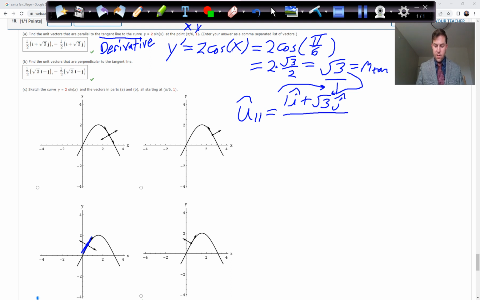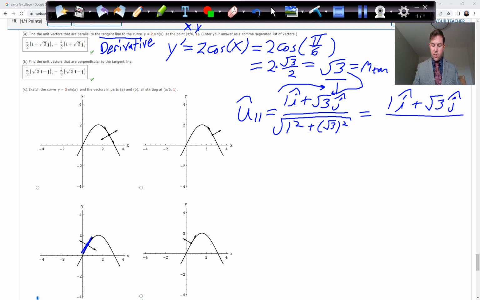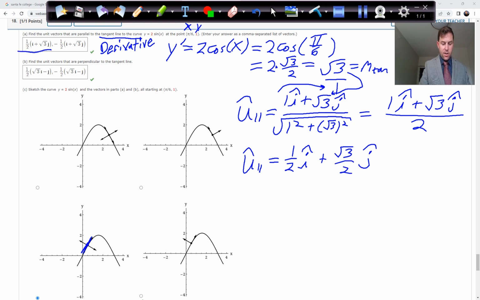But to make it a unit vector, we have to divide by the square root of these numbers squared. So we take 1 squared plus root 3 squared. And we will get 1i plus root 3j divided by the square root of 1 plus 3, because the square root of 3 squared is 3, plus 1 will be 4, square root of 4 is 2. So it turns out to be pretty nice. The unit vector that is parallel to this dot that we have found, point pi over 6, 1, is 1/2 i plus root 3 over 2 j. Now that's one answer, factoring out the 1/2.